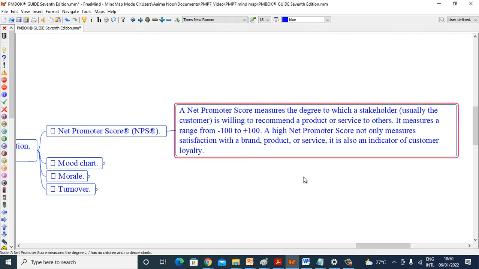A Net Promoter Score measures the degree to which a stakeholder, usually the customer, is willing to recommend a product or service to others. It measures a range from minus 100 to plus 100. A high Net Promoter Score not only measures satisfaction with the brand, product or service, it is also an indicator of customer loyalty.